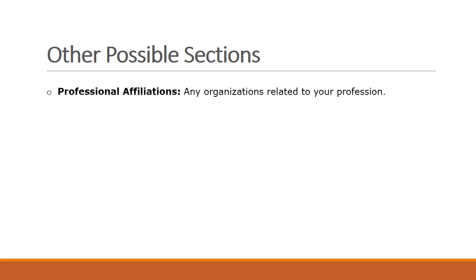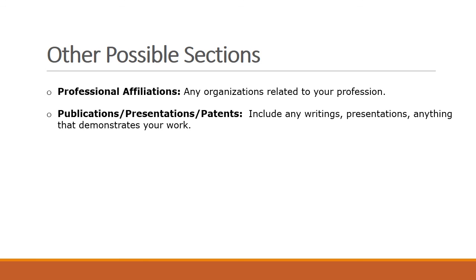Other possible sections: professional affiliations. Those of you who are still in college can put, for example, if you're part of the PRSSA, or the NCA, or the National Forensics League, or the NFA, these are things that you can put on your resume as a professional affiliation. So list those out, and put the name of the organization and the years that you've been active there.